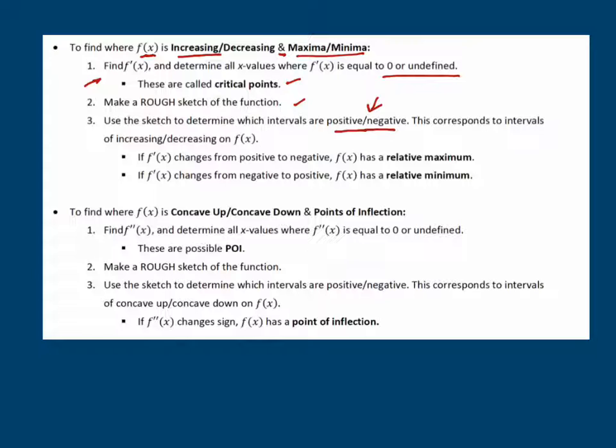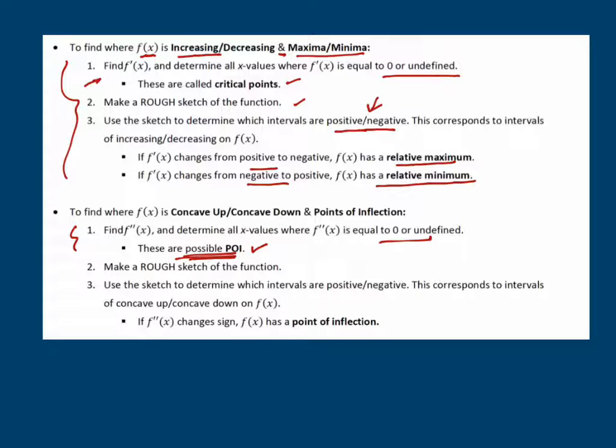And if the derivative changes from positive to negative, you have a relative maximum. And don't forget, if it's negative to positive, you have a relative minimum. It's been a while since we've done this. Concavity is where you take the second derivative and set it equal to 0. And these are all possible points of inflection.